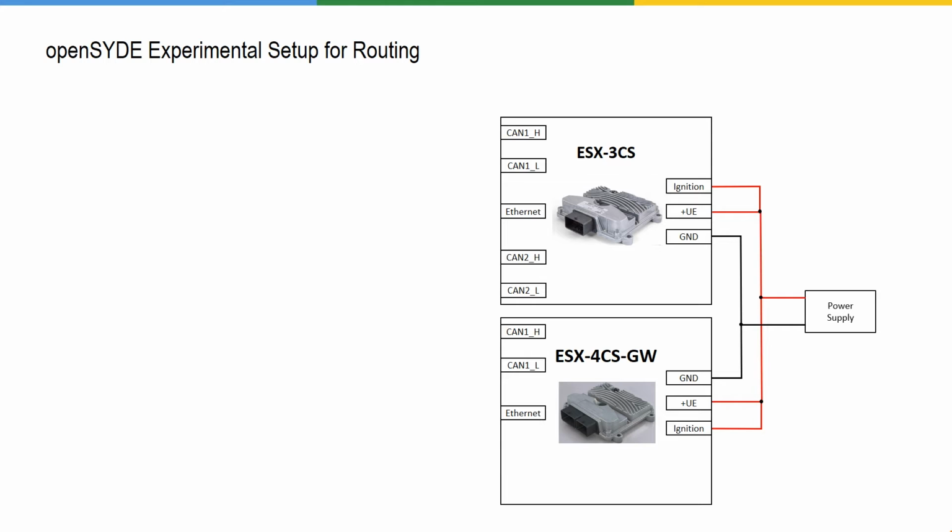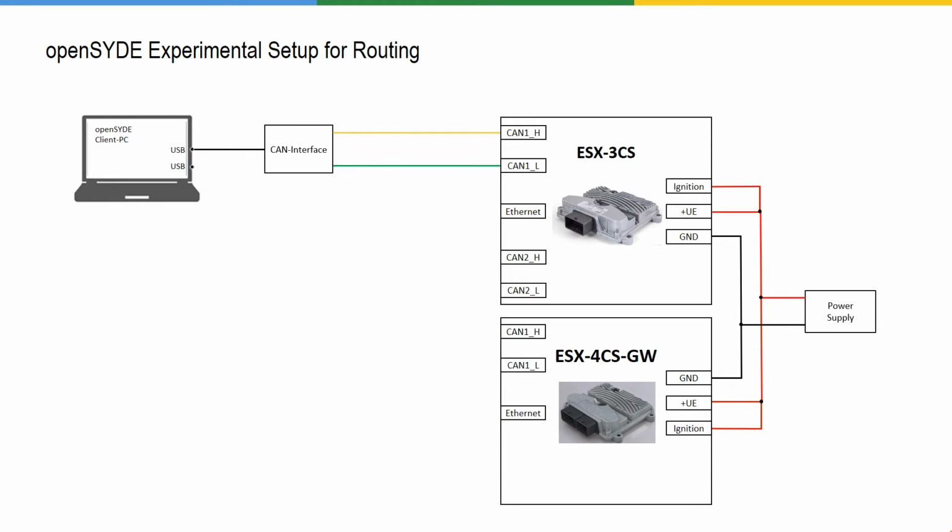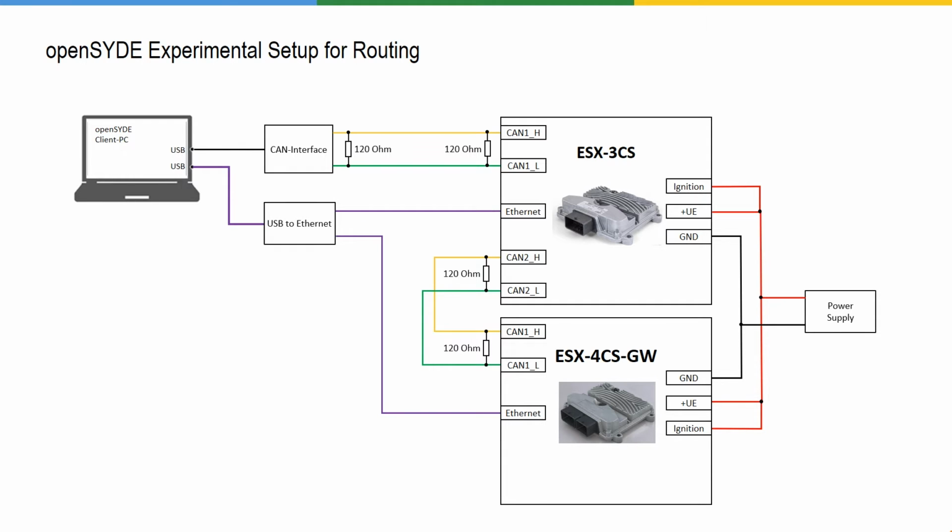We connect the CAN bus 1 of the ESX3CS to the openSYDE client PC via a PCAN USB interface. We connect the CAN bus 2 of the ESX3CS with the CAN bus 1 of the ESX4CS GW. For a proper CAN bus, the 120 ohm terminating resistors are connected. The Ethernet connection between the openSYDE client PC and the controllers is realized by a USB to Ethernet adapter.